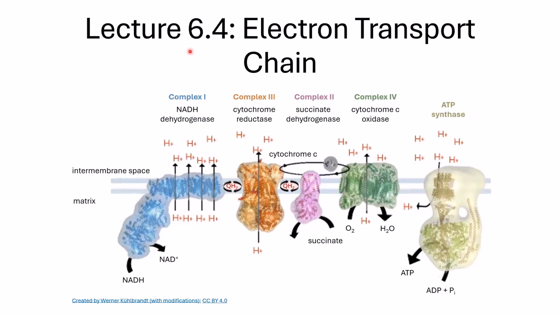Welcome to Lecture 6.4, in which we will go over the electron transport chain and ATP synthase. This image shows the protein structures of the electron transport chains, as well as of ATP synthase. They are all called complexes because they are made up of multiple polypeptide subunits that form one large protein.